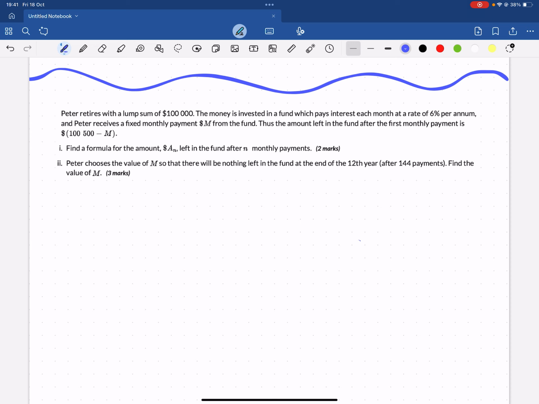Thus, the amount left in the fund after the first monthly repayment is $100,500 minus M. Find a formula for the amount A_n left in the fund after n monthly repayments. So A0 is going to be our $100,000. And we've got to try and develop some sort of recurrence relationship that is representing this investment, while we're also taking out money. Now, it does say it's 6% per annum, but the interest is calculated each month.